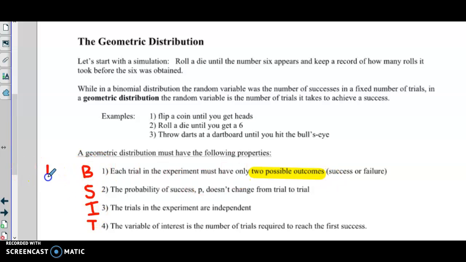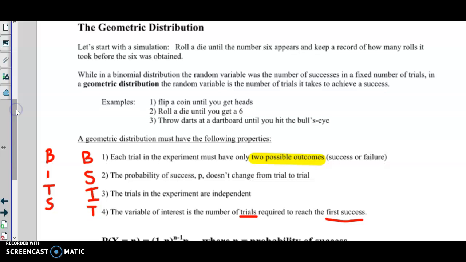So the B in BITS is still binary, meaning two outcomes, success or failure. The I is still independent trials, less than 10% of the population. The T, however: in BINS, it was a fixed number of trials. With the T in BITS, we're interested in the number of trials until we get our first success. So how many times do I have to try till I succeed? And then finally, the S in BITS is the same thing as BINS. The probability of success does not change.